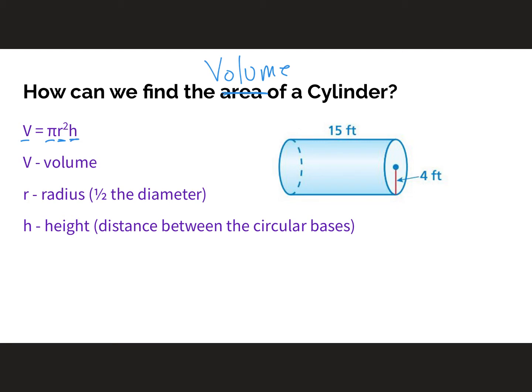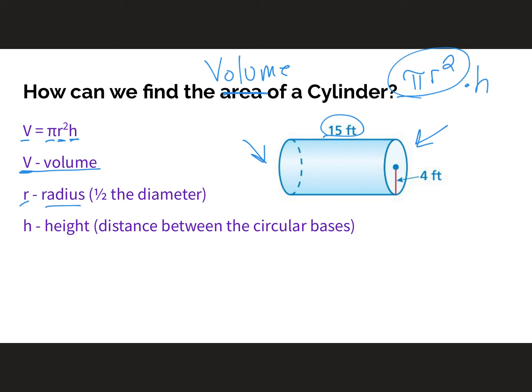So you'll notice a cylinder has a circle on either end and goes up in the middle. It's shaped like a can. Okay, so we start out with the formula for the area of a circle, which is pi times the radius squared. That's the area of a circle. And then we multiply that times the height. So V stands for our volume.